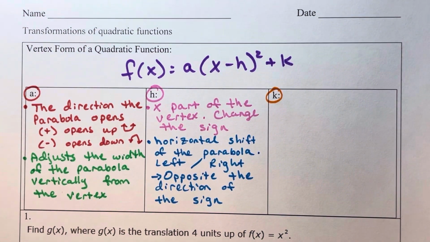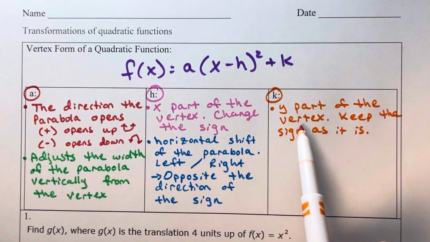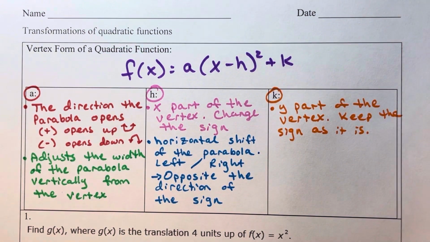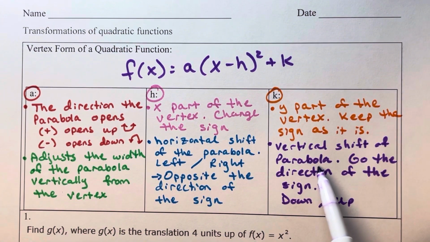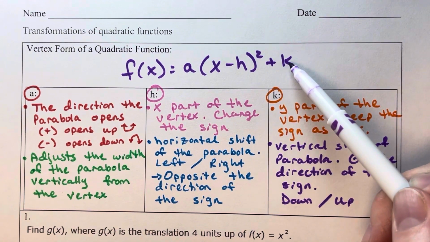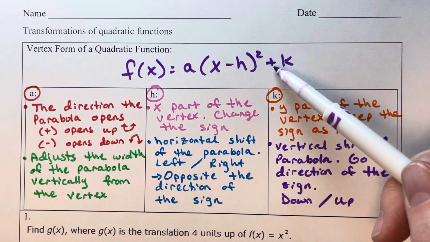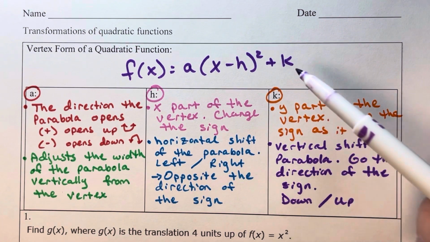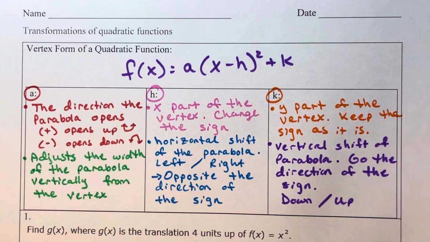Finally, let's talk about K in the vertex form of our quadratic. K is the Y part of your vertex. It is going to stay whatever the sign is, so no switching the sign here. K is the vertical shift of a parabola. You're going to go the direction of the sign. So if you have plus K, then you're going to move your quadratic upward. And if you have minus K, then you're going to move your quadratic downward. This translation actually goes naturally with our line of thought, moving upward and downward on the coordinate plane.